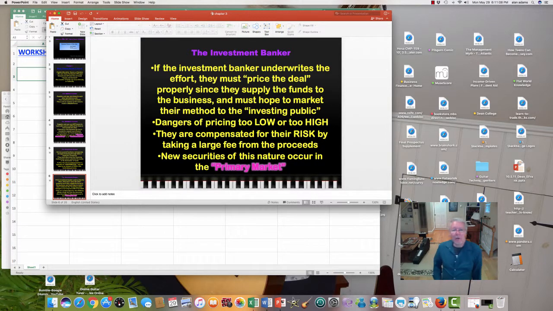Okay? Now, the thing is, they have to price the deal very, very accurately. If they price the deal too high, no one in the public will buy it, or very few will buy it, and they're going to be stuck. The investment banker will be stuck holding some of this new issue in their inventory. They may want that, but probably they don't. They want their money back, okay? So if they price my stock too high, that's a problem that can happen. Okay, now again, they're taking on a risk because they've advanced me the money already.